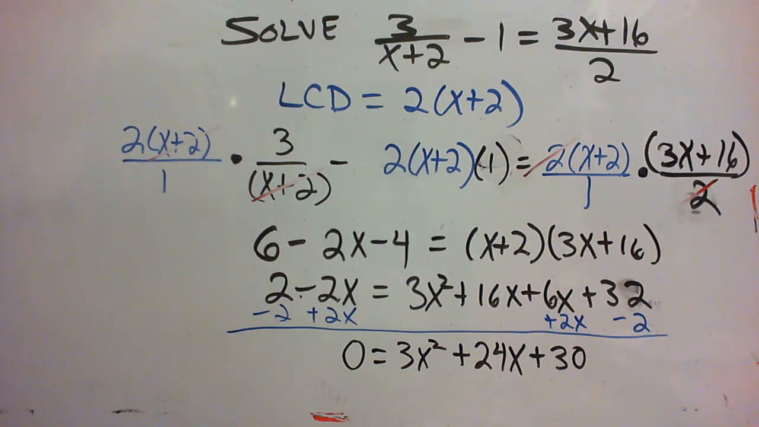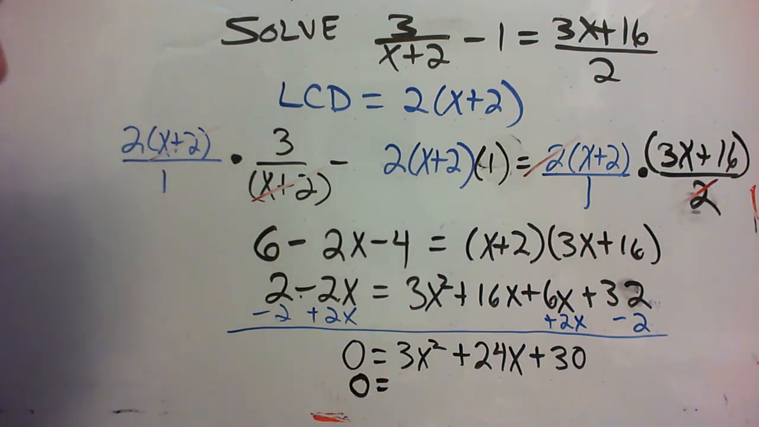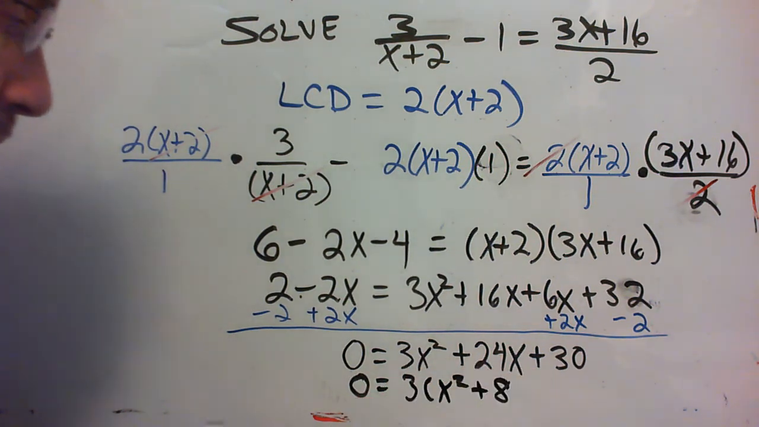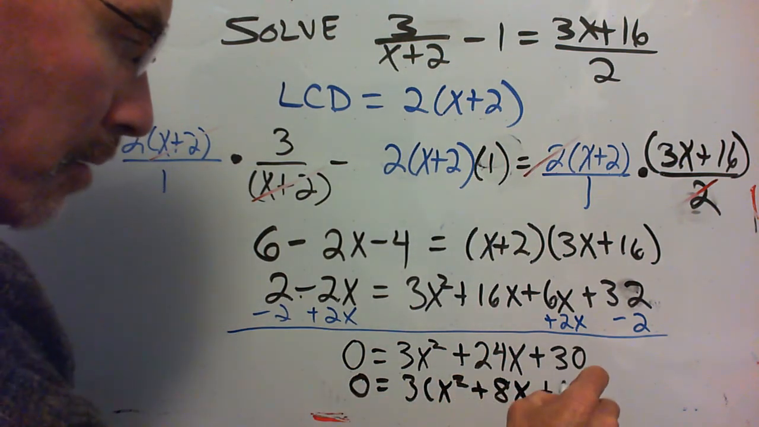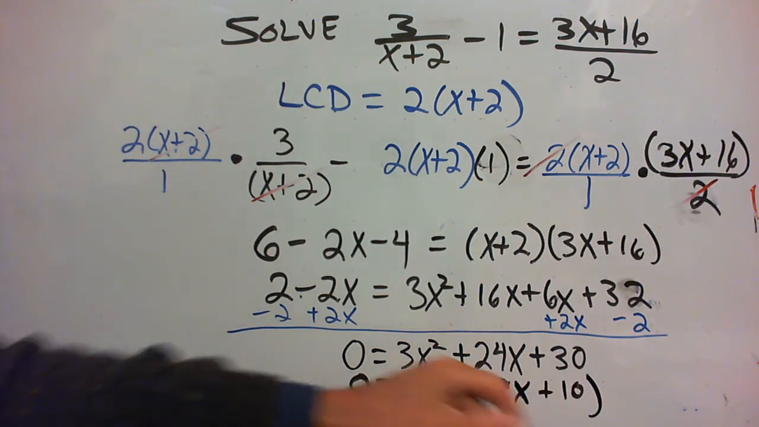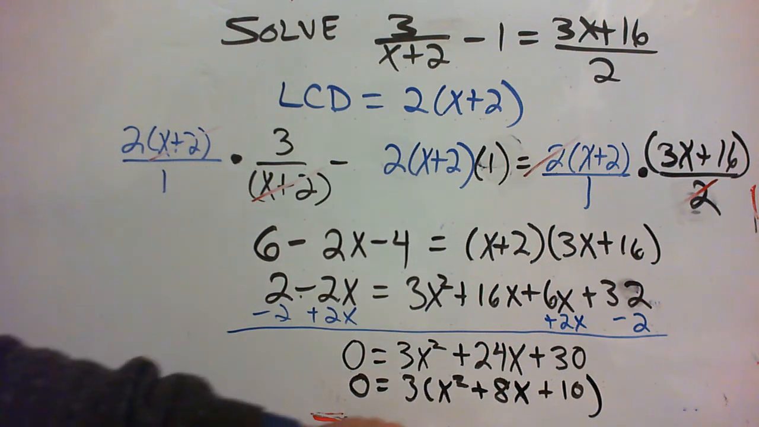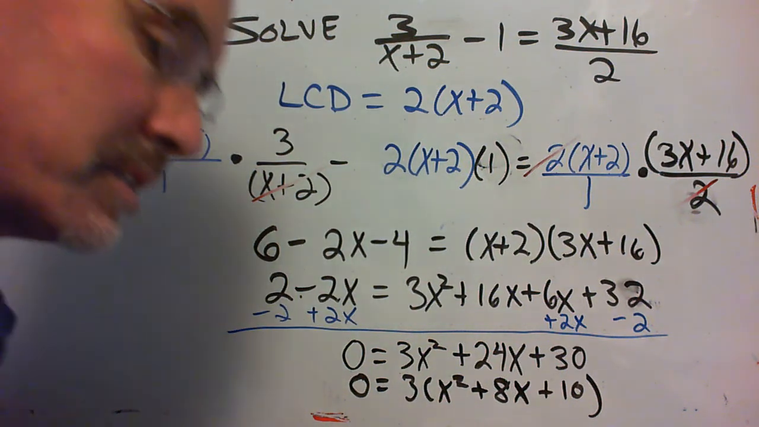And as I've been saying all along, since section P4, factor the greatest common factor out every time if you can. In this case, we can factor a 3 out. So we have 3 times the quantity x squared plus 8x plus 10. And now it almost looks like it'll factor, but it doesn't. So you have to then use the quadratic formula to solve this.